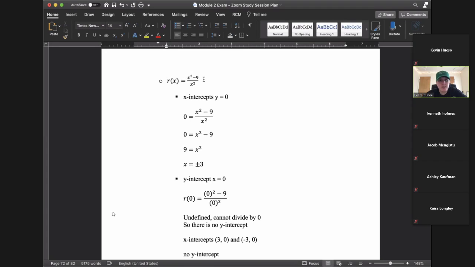We've got x squared minus 9 over x squared. So we set the whole thing equal to 0. Multiply both sides by x squared. That gives us 0 equals x squared minus 9. Adding 9 to both sides, and then taking the square root, we've got x equals plus or minus 3.